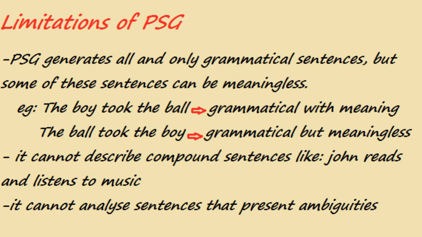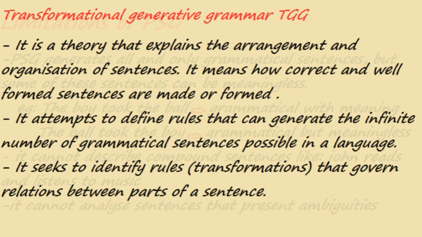The third one is the fact that it cannot analyze sentences that present ambiguities. For example, the shooting of the hunters is terrible. It's either the way of shooting is terrible, or the hunters have been shot and that act is terrible. According to PSG, both of them are grammatical and it doesn't care about the meaning. Right? Now we are going to move to the last model, that is transformational generative grammar.